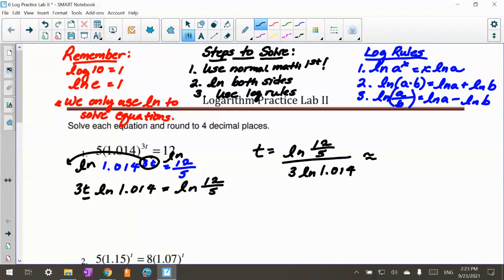Just be aware, every time you hit the natural log button, it's going to put parentheses here and here. I have you round to 4 decimal places, so that's 20.9901, but make sure you practice that.